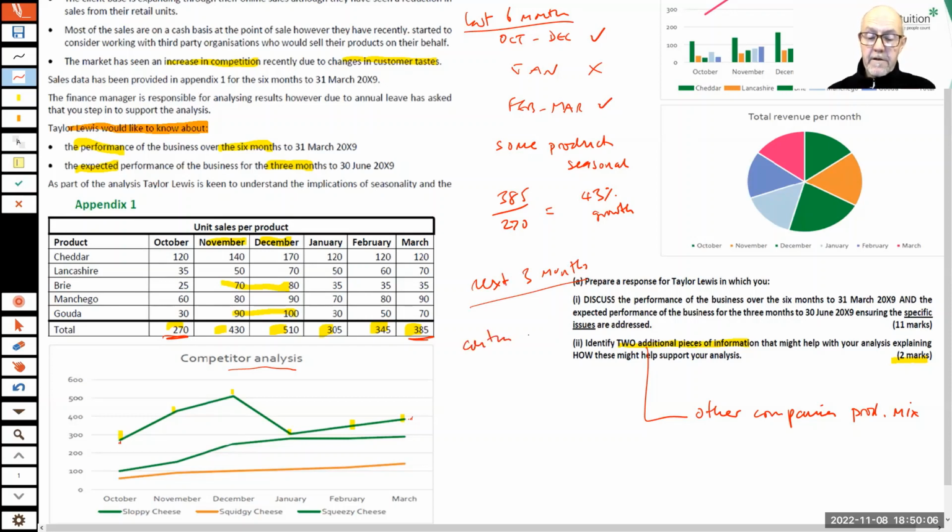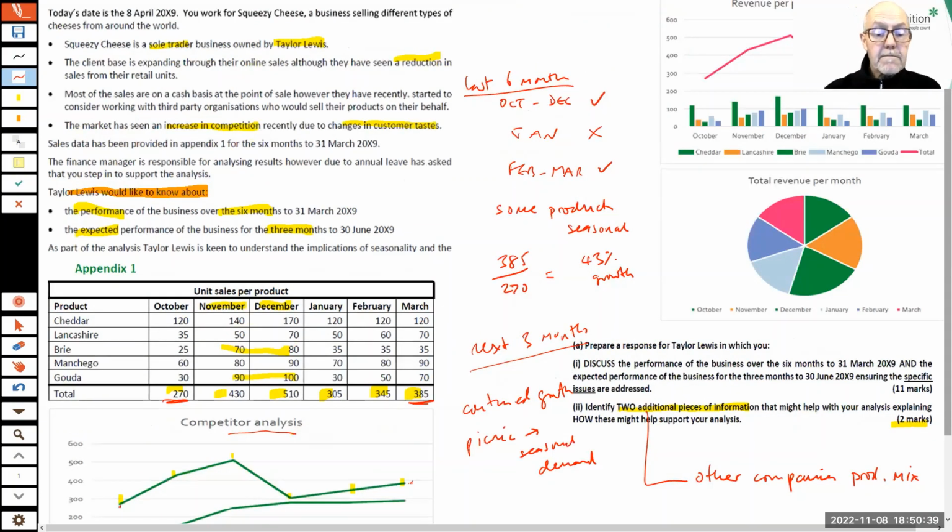So do we think that we should see continued growth? Picnic, seasonal demand, reason for optimism. And you'll notice that the more we look at this, the more ideas start to come. Look, we haven't said much so far about if we get third-party organizations working for us.